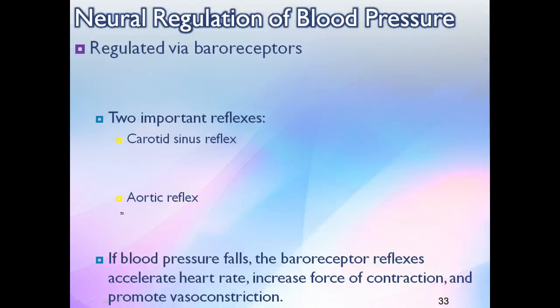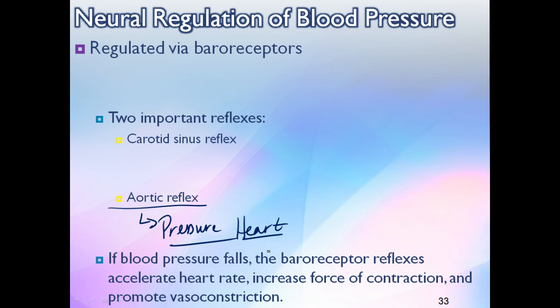Now, both of these are very important, but the baroreceptors in the aortic arch are monitoring the pressure coming from the heart, which of course is very important. But sometimes the pressure in the heart is just fine, but we're still having blood pressure issues. So we also want to monitor here in the carotid sinus, which is particularly important because this is the blood pressure going to the brain.